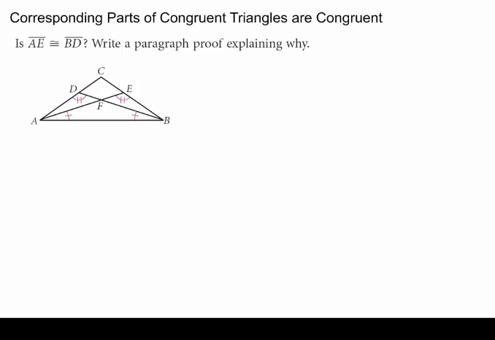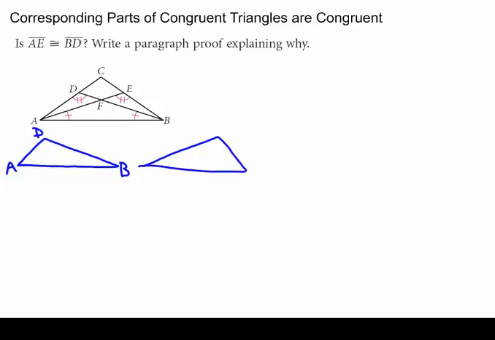And so the first thing I'm going to do is I'm going to pull out these triangles so it's a little bit easier for us to see. So we have triangle ADB, and then we have triangle BAE. And then we can mark what we already know from the diagram that angle D is congruent to angle E, and angle EAB is congruent to angle DBA.